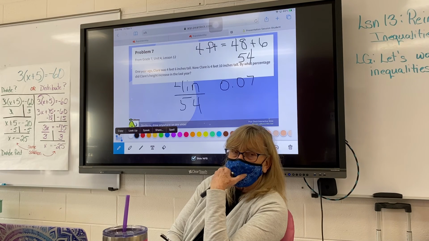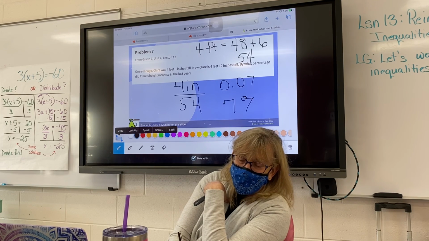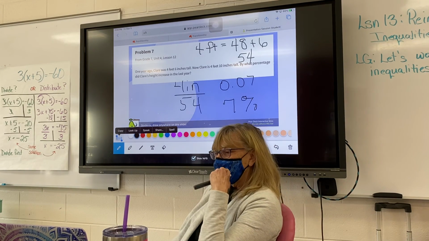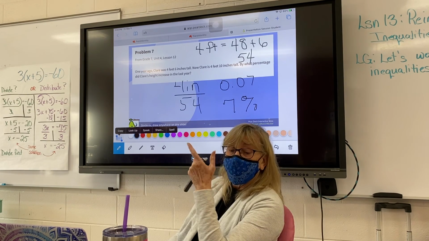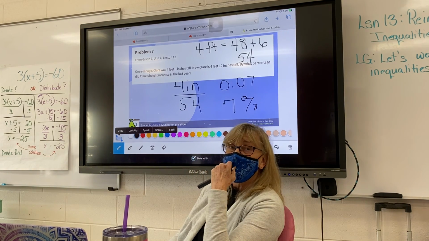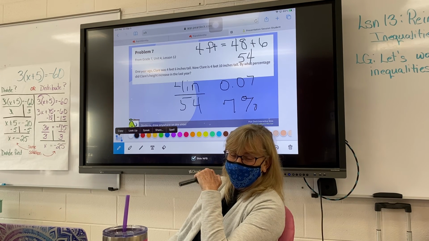All right, is that a percentage? Yes. It's 7%. You have to multiply it by 100. There you go, that's what I was looking for. You can have 0.07%, but that's not what it would be on the calculator. She grew 7% last year.